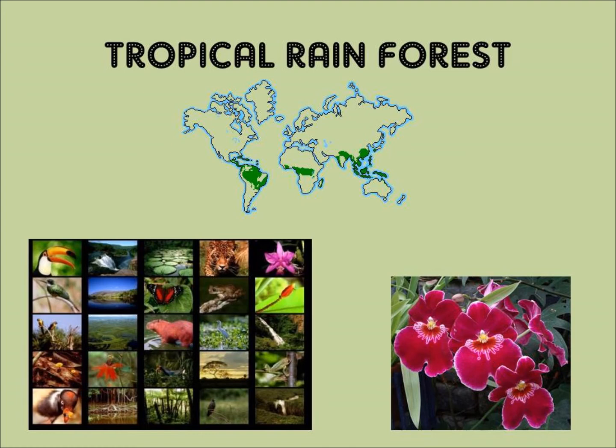The animals that we can find in the tropical rainforests are snakes, crocodiles, monkeys, jaguars, piranhas, poisonous frogs, toucans, and bats, for example. 66% of plants in the world live in the tropical rainforests. Lianas and orchids are some examples of plants living in the tropical rainforests.